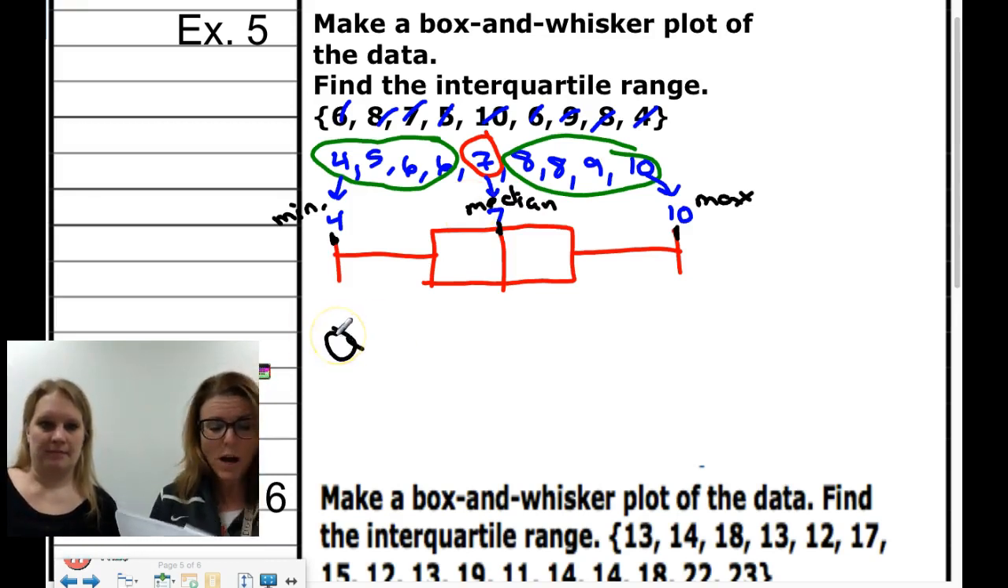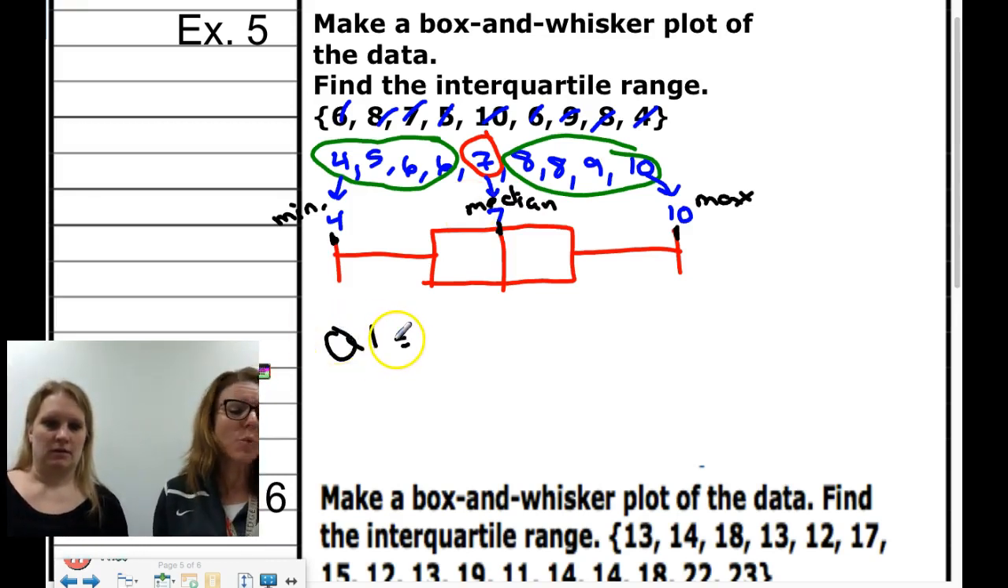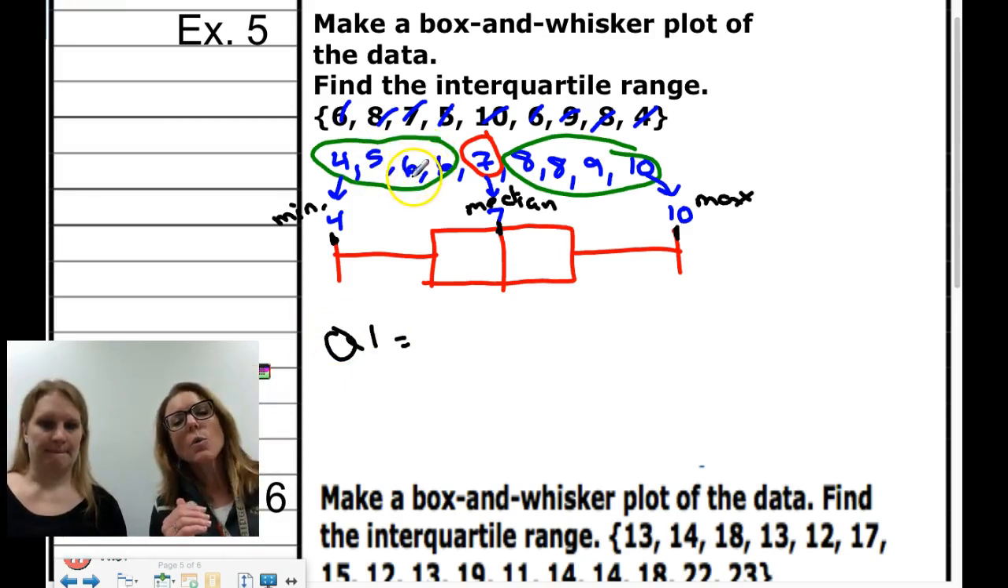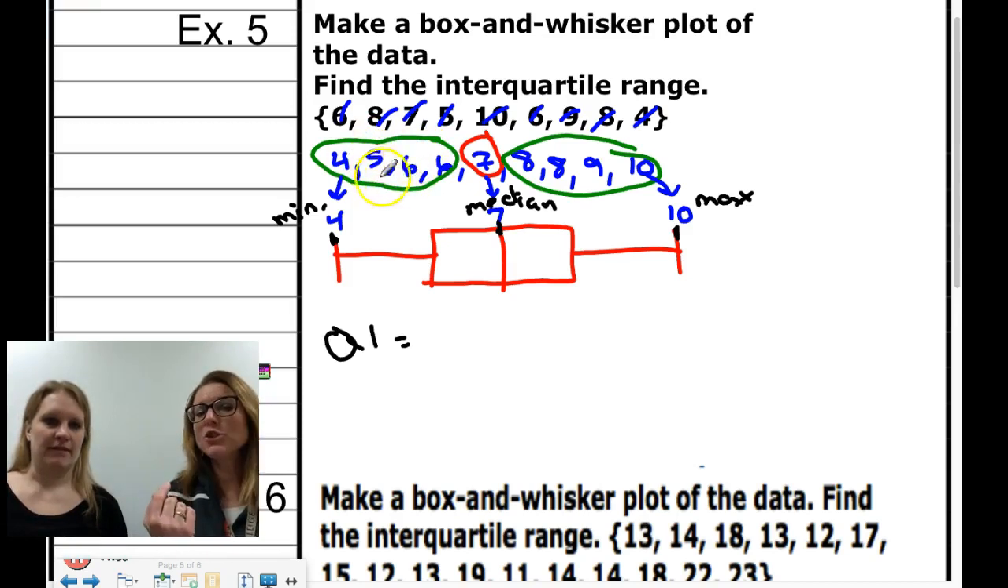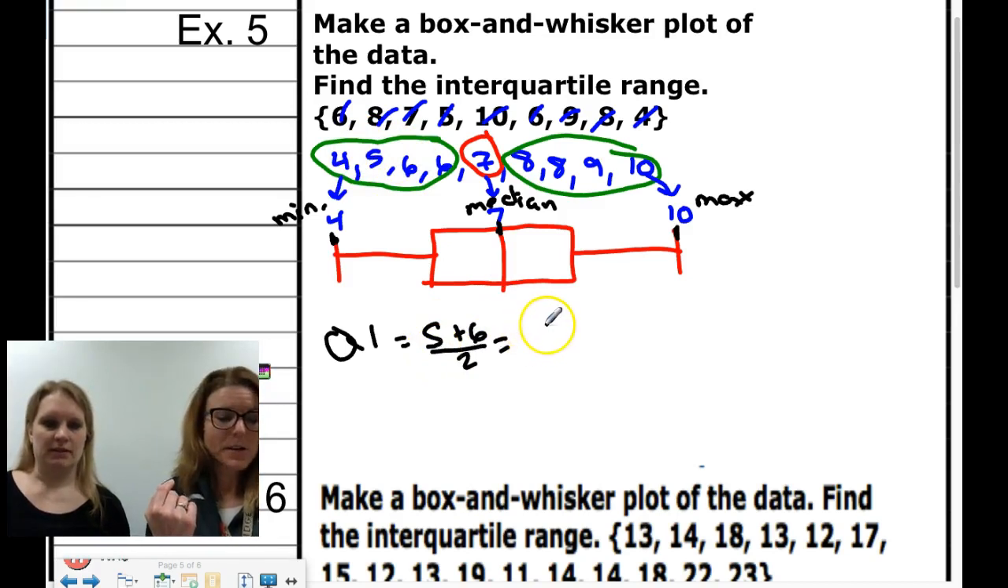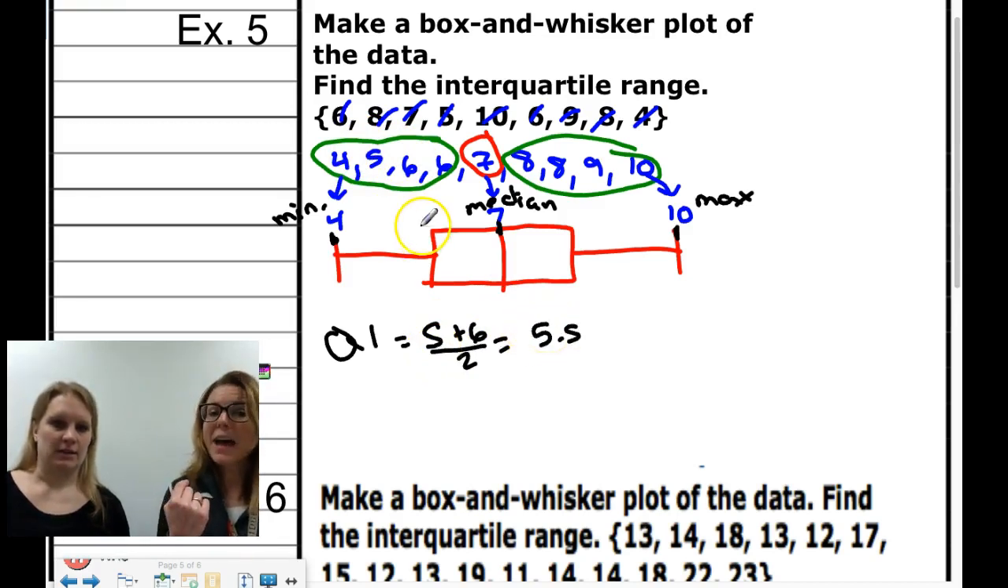Now we need a Q1 and a Q3. Quartile 1. Remember what quartile 1 represents? The median of the lower half. There's an even number, so we're going to have 2 middles, 5 and 6. So we add 5 plus 6 divided by 2. 11 divided by 2 is 5.5. That's going to go right here, and that is Q1.